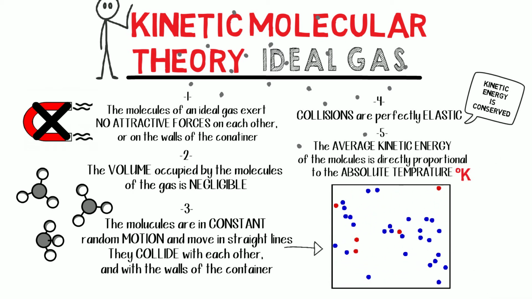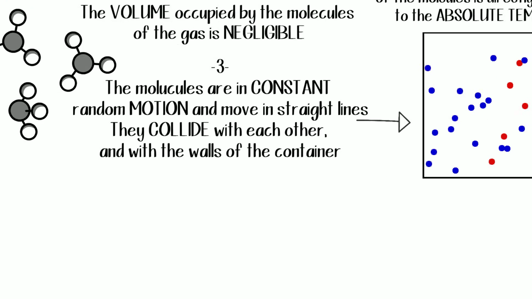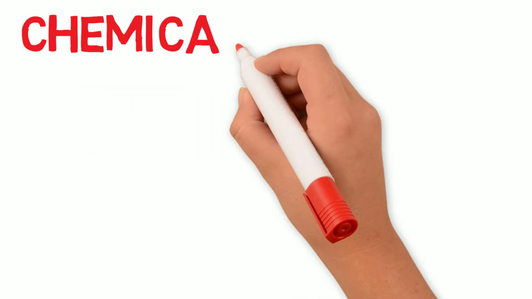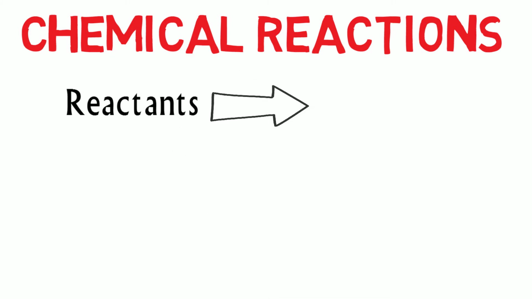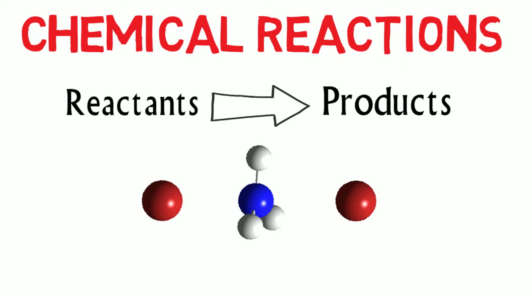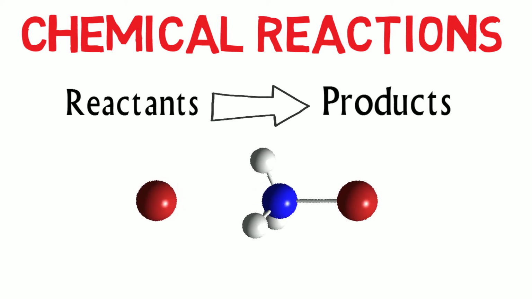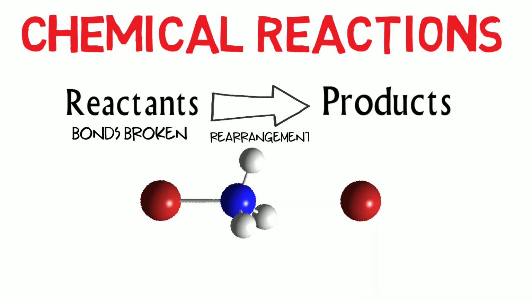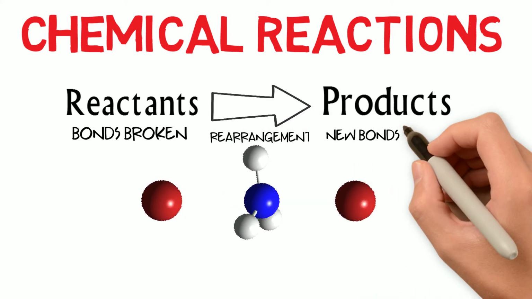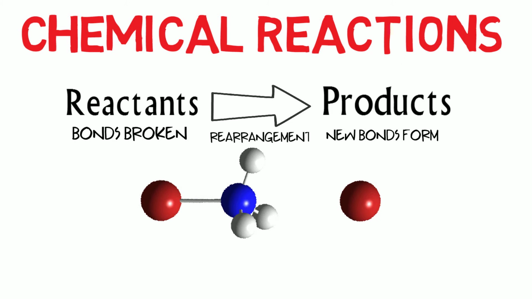Now that we understand how molecules behave, we will go on to explain chemical reactions. In any chemical reaction, we usually have the reactants reacting together in order to form the products. What happens is that the bonds in the reactants break, and the molecules will rearrange themselves in order to form new bonds, which make the products.